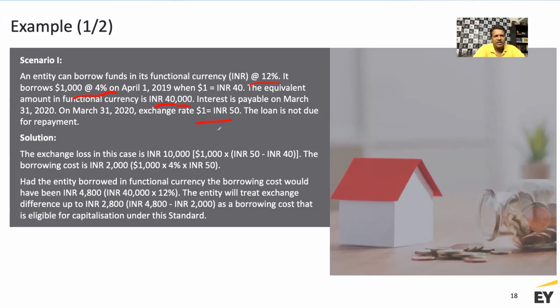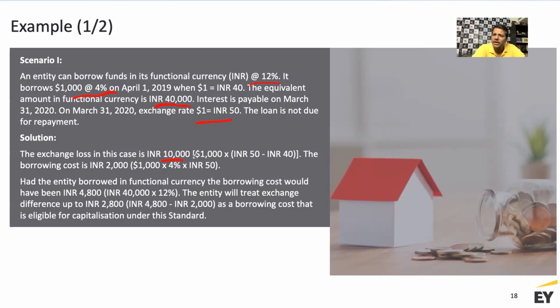Now, the question is, when you look at this, how do you determine what is the extent of exchange loss which can be considered as part of your interest cost? The exchange loss in this case is INR 10,000, right, which is $1,000 into INR 50 minus 40, that is 10 rupees loss per dollar, so 10,000 is the loss. The borrowing cost is INR 2,000, which is $1,000 into 4% into INR 50, is what I'm paying as an interest cost. Had the entity borrowed money in the functional currency, the borrowing cost would have been how much?